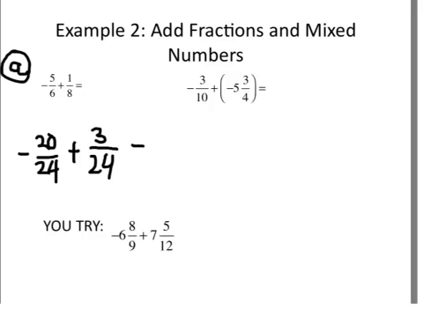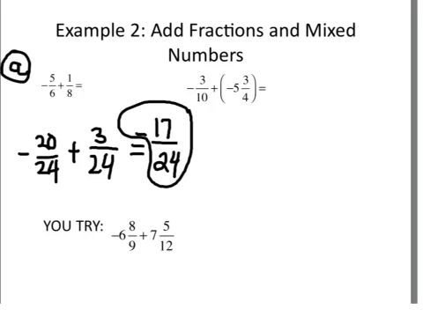So now we know that our answer will have a denominator of 24 because the denominator stays the same once you're dealing with like fractions and you're adding or subtracting. But now we've got a negative 20 plus a positive 3. We remember from the previous section that we're going to subtract the numbers, and our answer will be 17, but it will be a negative 17, which makes the entire fraction negative 17/24.